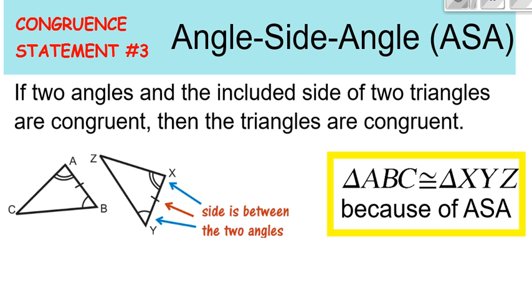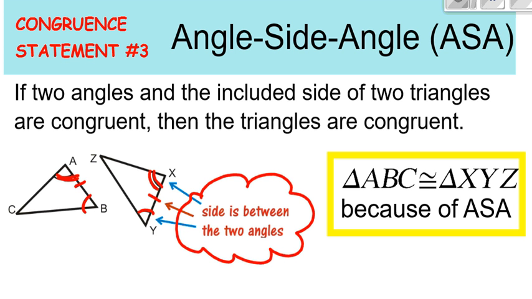All right, congruent statement number 3 is angle side angle. So I have 2 angles and an included side. If angle B is congruent to angle Y, and angle A is congruent to angle X, then notice that I have a congruent side that is the included side for both of them. The side is between the 2 angles. So when you have this situation, you can say that the triangles are congruent because of angle side angle.